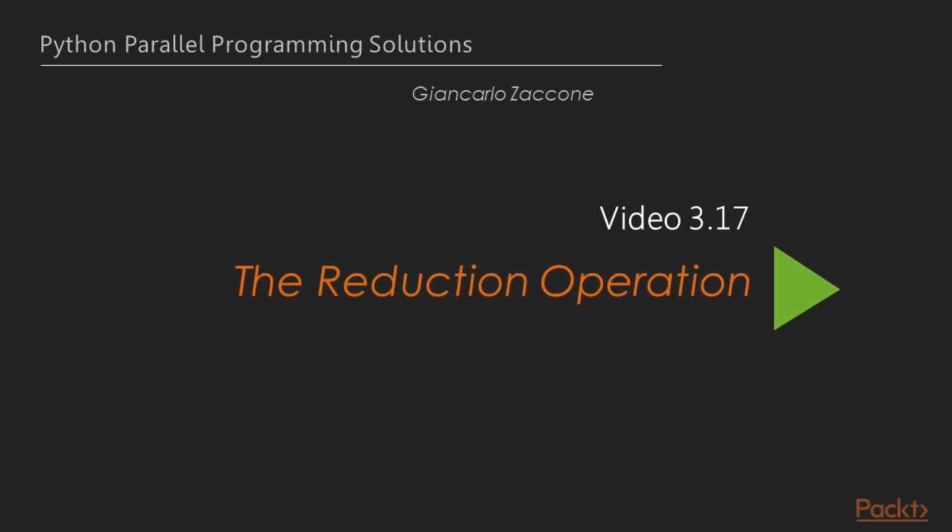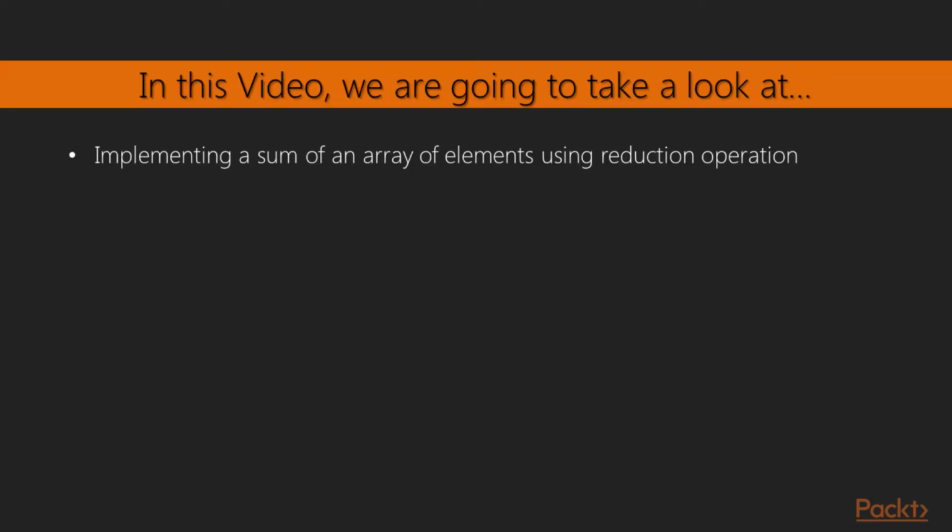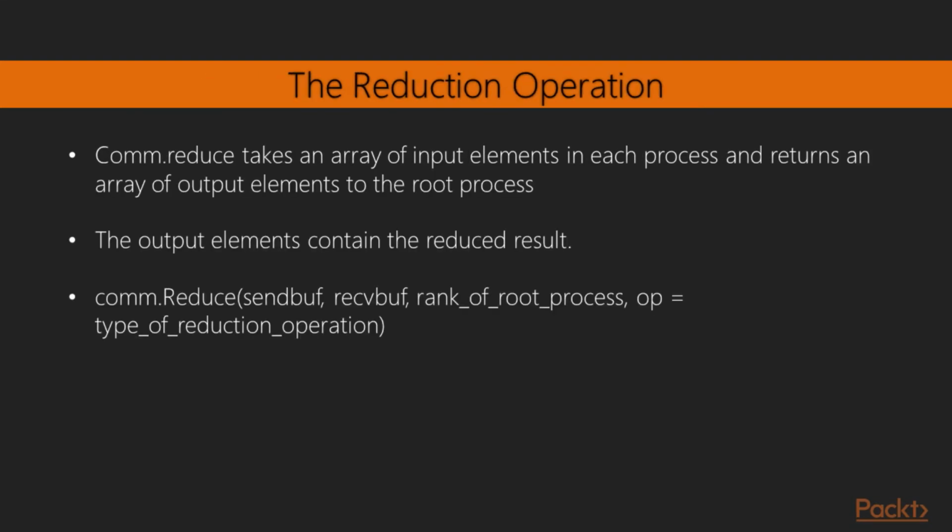In the previous video, we saw how to carry out collective communication using all-to-all. In this video, we'll implement a sum of an array of elements using the reduction operation. Similar to comm.gather, comm.reduce takes an array of input elements in each process and returns an array of output elements to the root process. The output elements contain the reduced result.